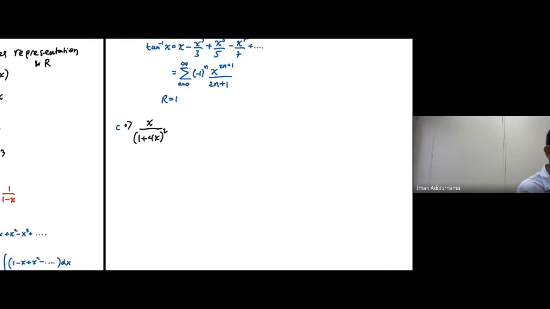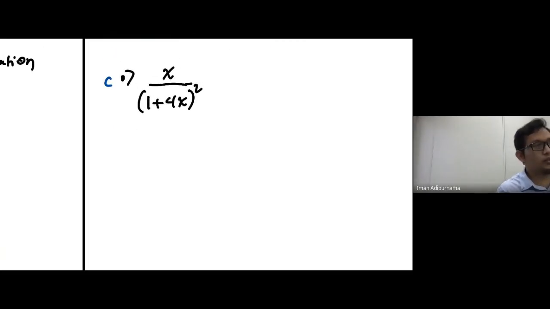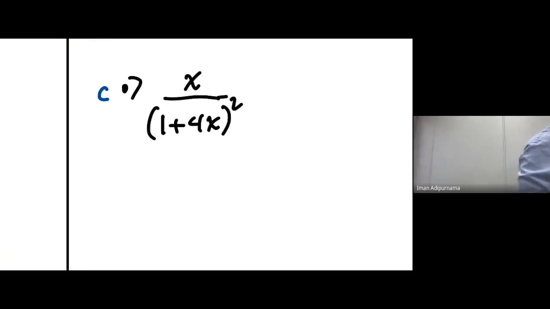Okay, let me put the numbers C and D for our exercise here. So number C is x divided by 1 + 4x². Now, how do we start to solve this? How do we solve this? How to write the representation?